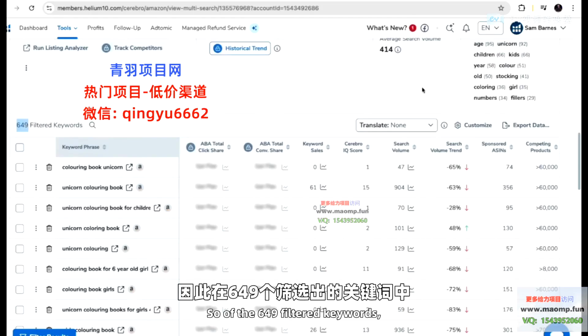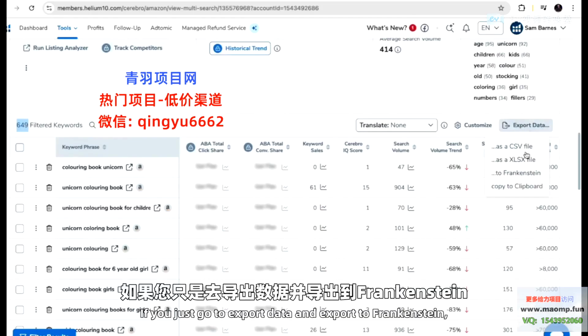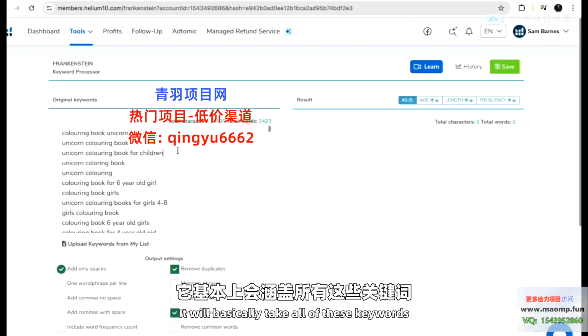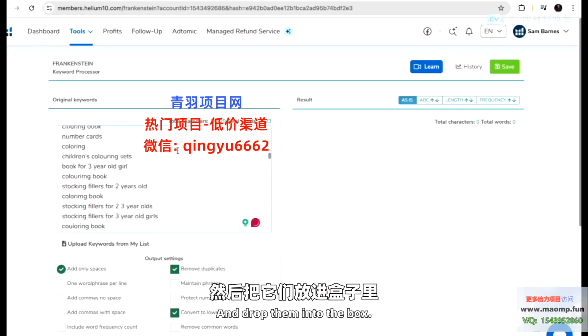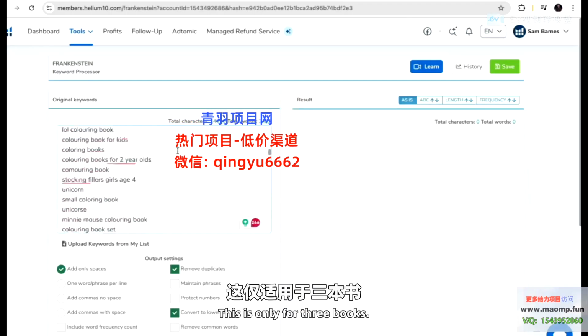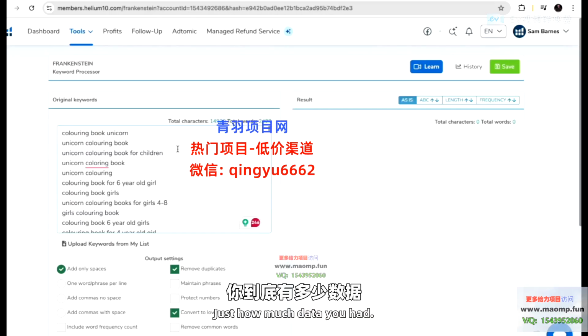So of the 649 filtered keywords, if you just go to export data and then export to Frankenstein, which is kind of their own tool within Helium 10, it will basically take all of these keywords and drop them into the box. So these are every single keyword that those 3 products are currently indexing for. This is only for 3 books. Imagine if you had 10 books, just how much data you would have.